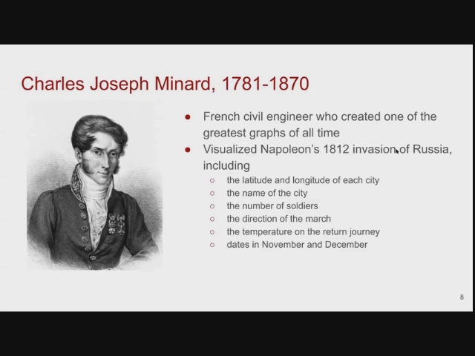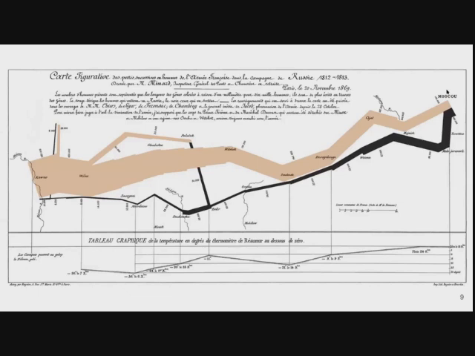And now let's turn to the graph, which is pretty impressive and really nicely done. I'm going to take a pause here to let you take a closer look at this graph, just to see what we mean by what he was trying to include, if you remember: the name of the city, the date, the temperature, the number of soldiers, the direction of the march, and the latitude and longitude of each city. So it does include a lot of information, as you can see over here. Pretty impressive, like I said.